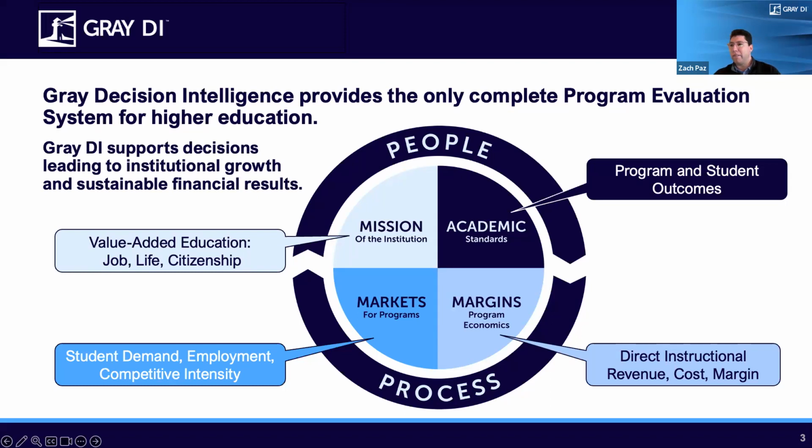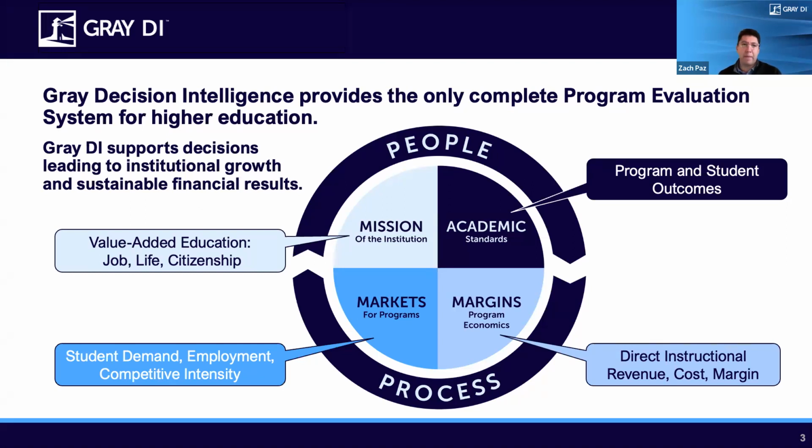But the first and foremost is mission. Mission is critical to your institution because you're most likely not a for-profit institution. Mission is a critical piece to why you are an institution. So we always like to keep that front and center and understand that program decisions should always have the lens of the mission of the institution.